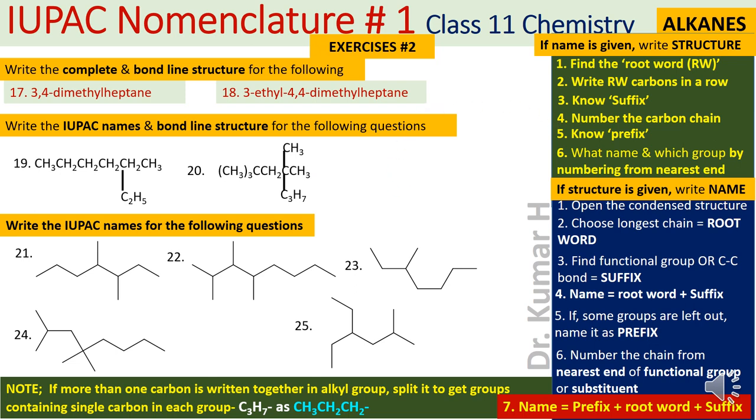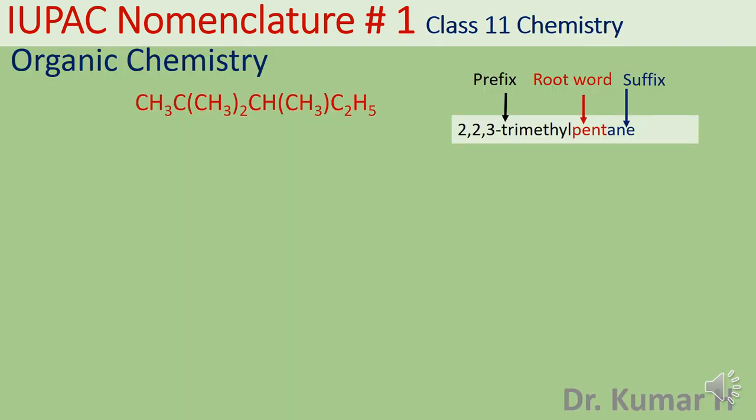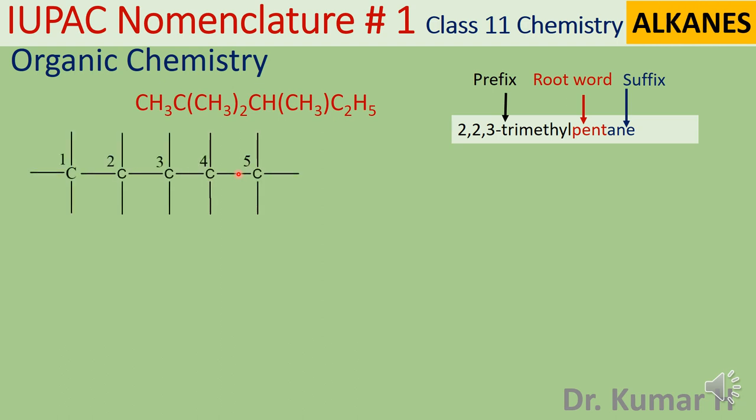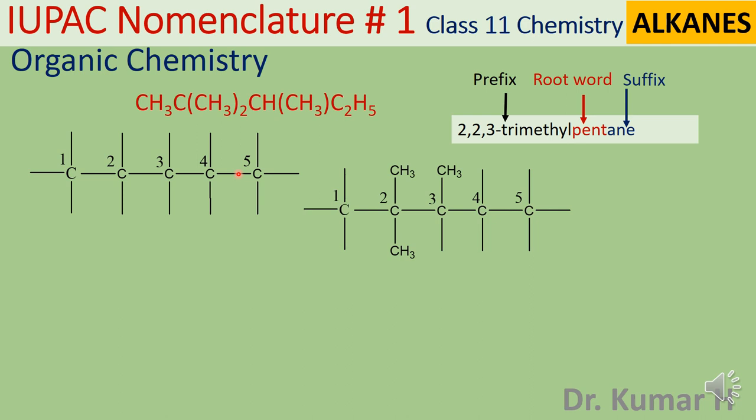In this video we have discussed the IUPAC rules for the naming of organic compounds, basically alkanes. The name will have a root word and suffix, and in some cases it will have prefixes as well. So we have done the naming of acyclic hydrocarbons, that is alkanes. This is the complete structure, this is the bond line structure.